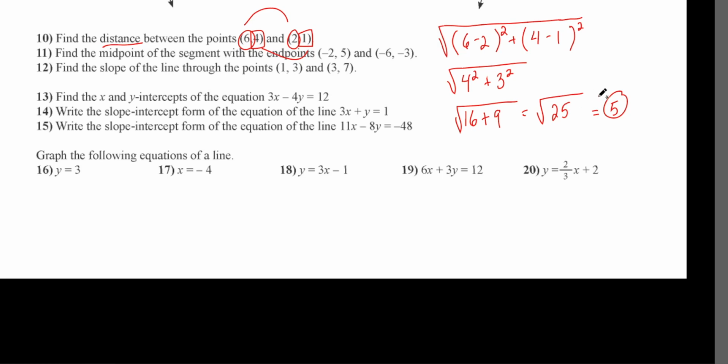The square root. It's a square root. Some of you guys are putting square root of 5. That is not correct. That is wrong, okay?